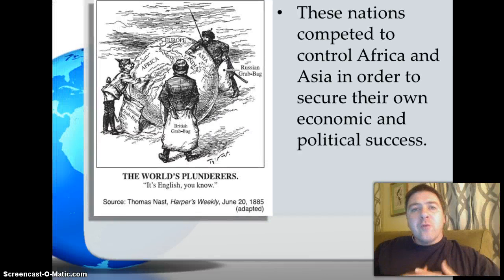In order for them to get resources and in order for them to find new markets, these European nations, and again we're talking countries like Germany, England, France, Russia, are going to compete to control the land in Africa and Asia. And this was really for their own benefit. Imperialism, when you get down to it, was this need in these nations to secure their own economic and political success. They felt this need to take over parts of Africa and Asia for their own benefit.